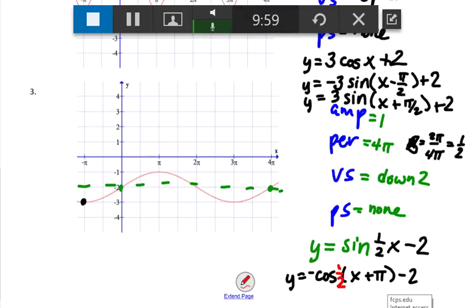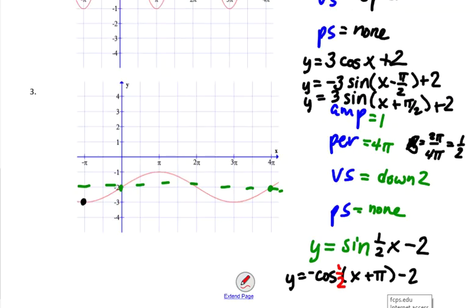Anybody have another one? On the test, will we have to write both equations? No, but you know why this is useful? It's because for your project you have to write both equations. So once you write, maybe for number 3 you would see that as a sine equation, but then you have to figure out how to write it as a cosine equation too.